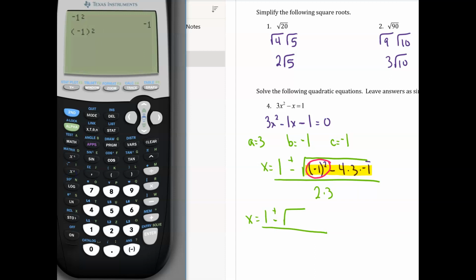So you need to let your calculator know that you want to square a negative number and always put it in parentheses, because when you type it in like this, you're telling your calculator to take -1 times -1. So just remember, whenever you square any number, a number times itself, a negative times a negative, or a positive times a positive, you will always get a positive number.